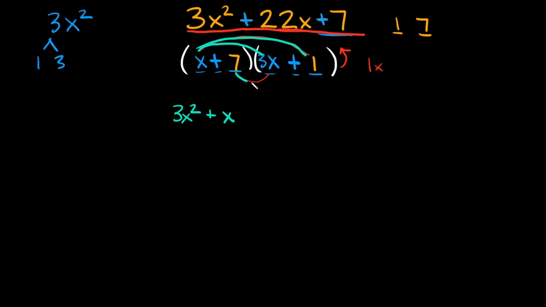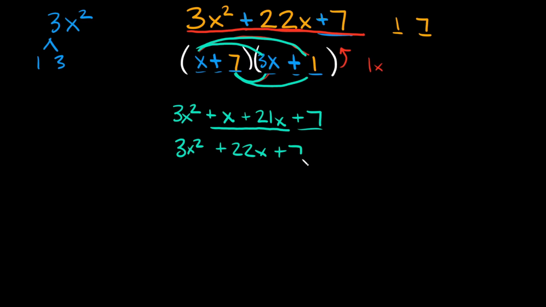And then we're going to go inner. So 7 times 3x, that's equal to positive 21x, right? So plus 21x. And then we'll go last, right? So 7 times 1, that's equal to positive 7, right? Plus 7. Right, so now if we simplify this, we're going to get 3x squared. And then here we have 1x plus 21x, and that's equal to 22x, right? So we have plus 22x, and then this last number right here plus 7, right?